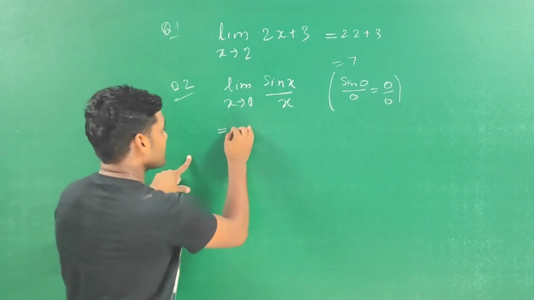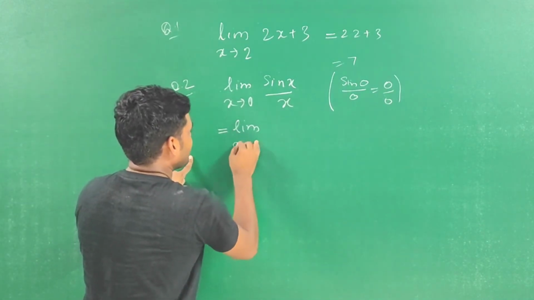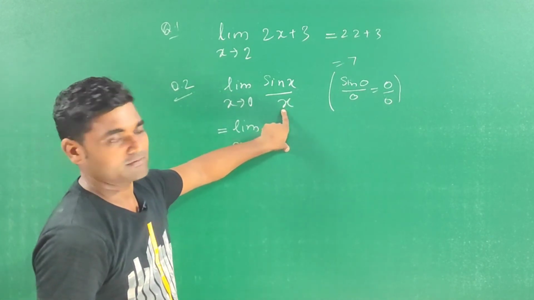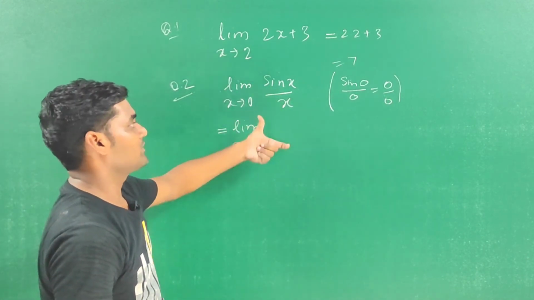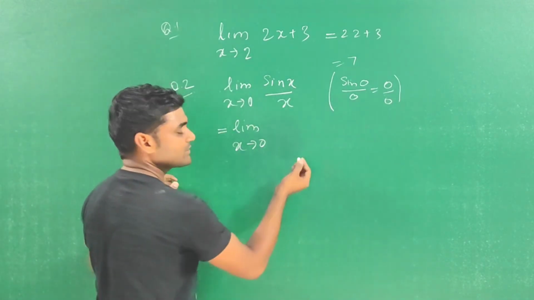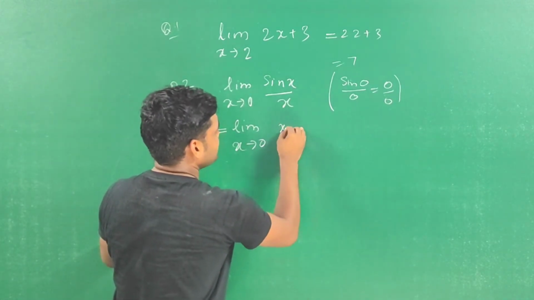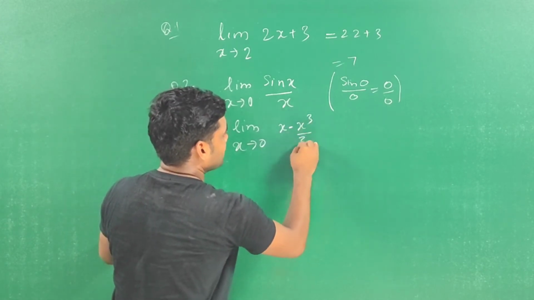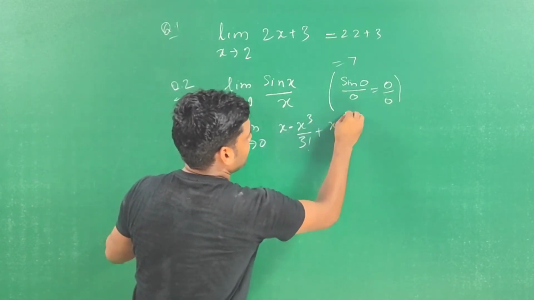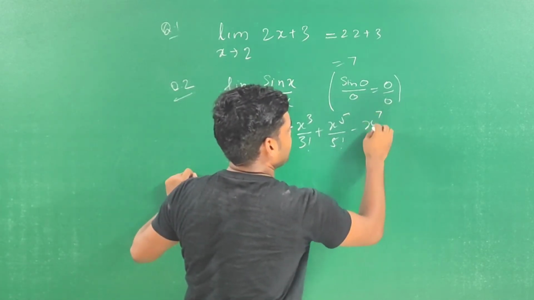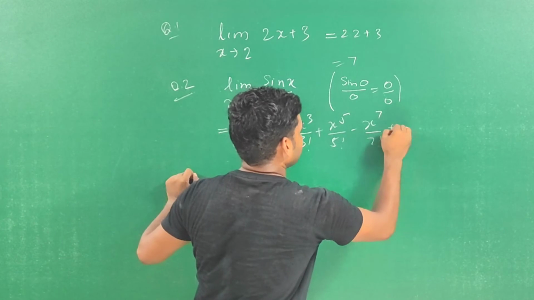For such cases we have to remove the x from the denominator. For removing this, we have to expand sin x. What is the expansion of sin x? The expansion of sin x is x minus x cube by factorial 3 plus x to the power 5 by factorial 5 minus x to the power 7 by factorial 7, and so on.